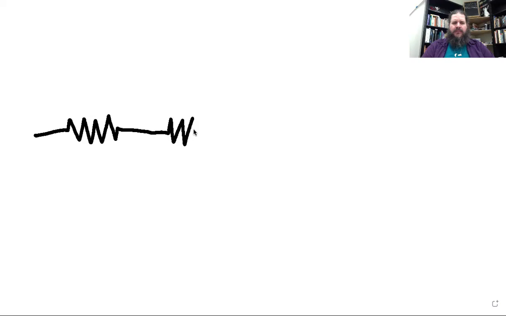The main idea there is that series means that the resistors are sort of one after another along the same path. For instance, if you've got several resistors that look like this, and it's not so much about what they look like. The important thing is how they're connected.